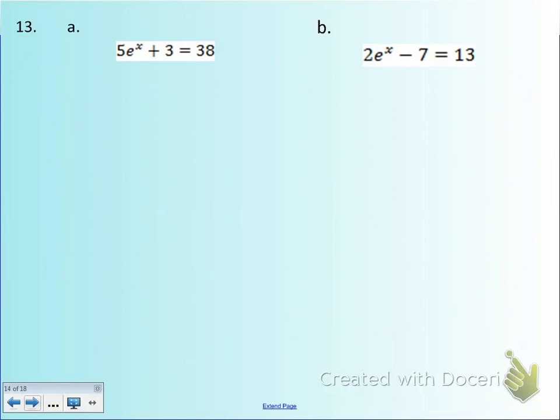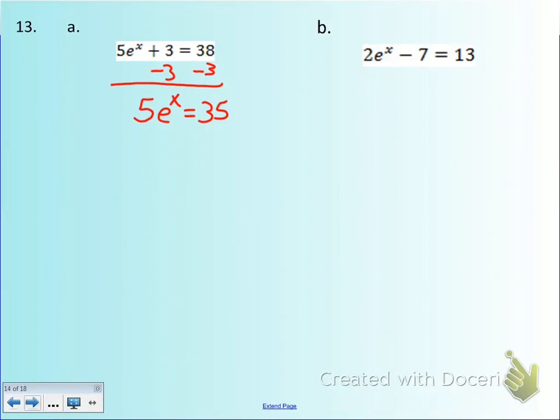Yay! We're getting in the home stretch here. Okay, for number 13, for the next 3 slides, we're solving exponential and logarithmic equations. So again, our entire goal is to get the variable by itself. On this first one, we have 5 e to the x plus 3 equals 38. So the first step, what do you think it is? Yep, that's correct. We're going to subtract 3 from both sides. So we have 5 e to the x equals 35.